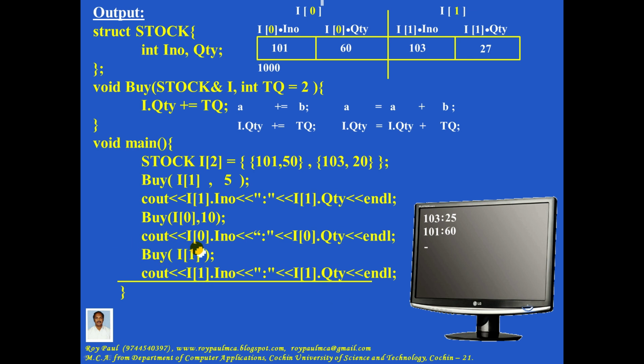Here you get the third line of the answer. I of 1 dot item number, so it is 103. The cursor is here. So here you get 103, followed by a colon. So here you get a colon, followed by I of 1 dot quantity, that is 27. So here you get 27. And because of this endl, the cursor goes to the next line. And here the program terminates, control goes back to the operating system. So for this given program, this is the output.